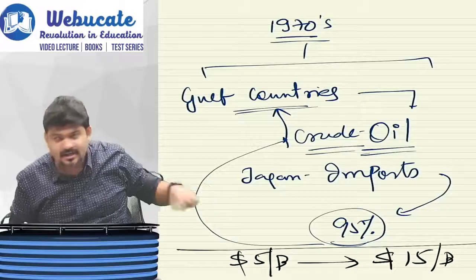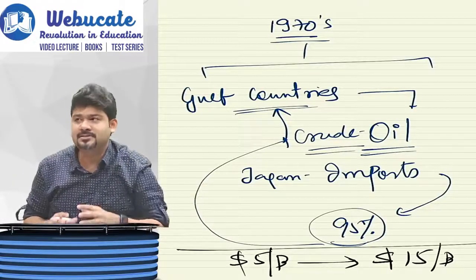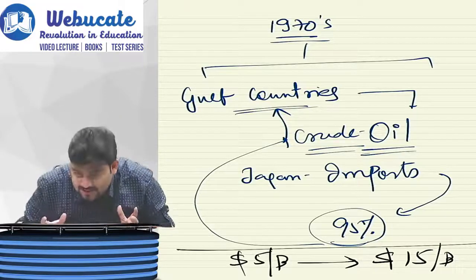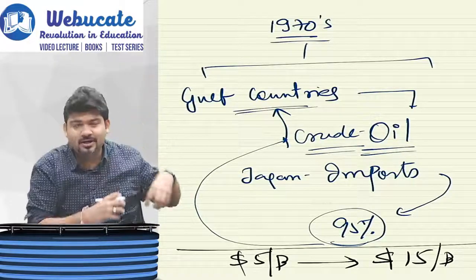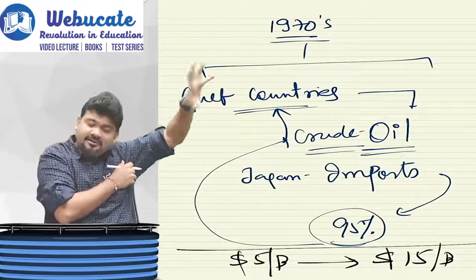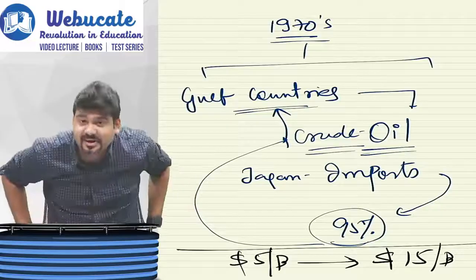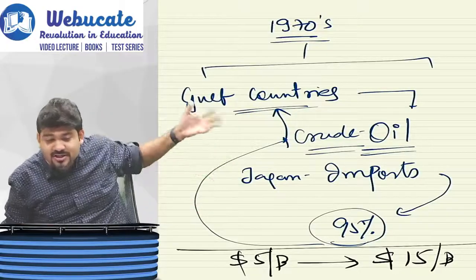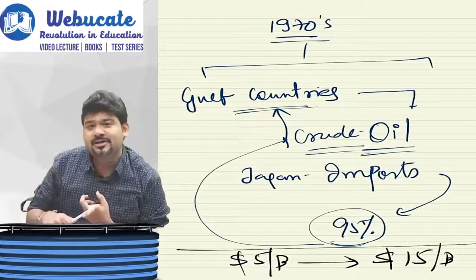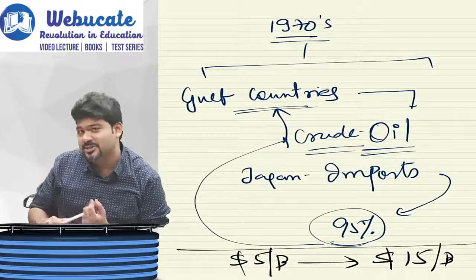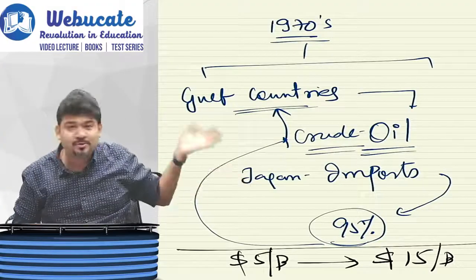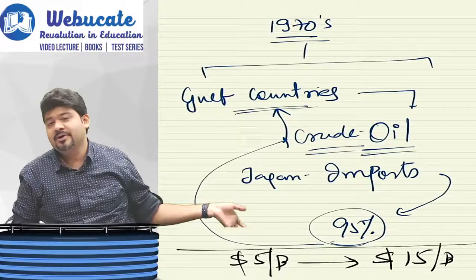Now if this happens, tell me what will happen to the Japanese production cost? If you are importing oil, you will use that oil in production, correct? And if you are using that oil in production, definitely the cost of production will increase big time. Why? Because oil is used in transportation. Every business requires transportation. Oil is used in producing products, in machinery. Without oil, you will not be able to produce anything.